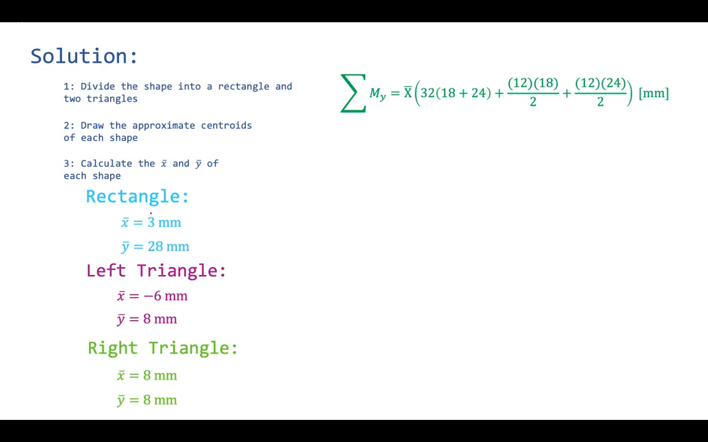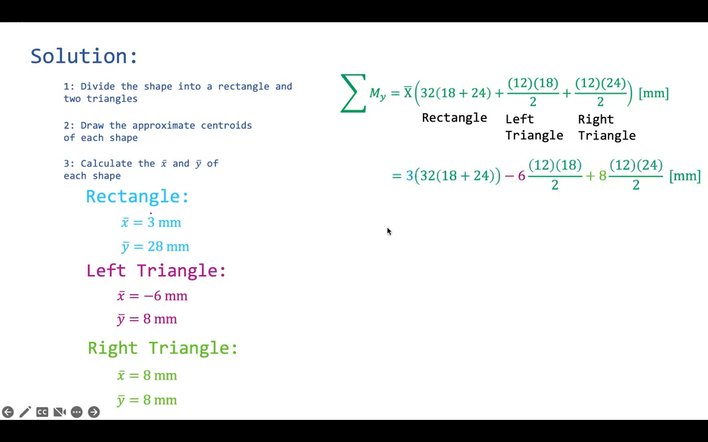The sum of the moments about y is equal to the x coordinate of the centroid times the sum of the areas. So for example, the 32 times 18 plus 24, that's the area of the rectangle. The 12 times 18 divided by 2, that's the area of the left triangle. The 12 times 24 divided by 2, that is the area of the right triangle.